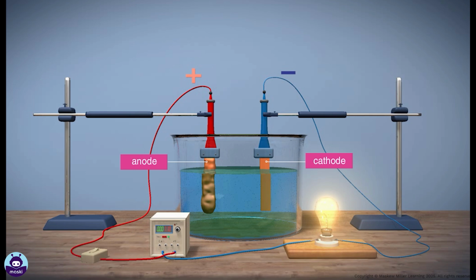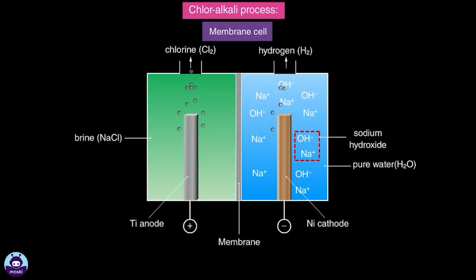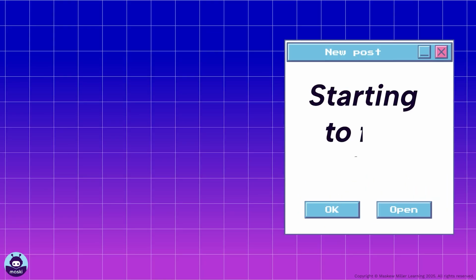The process of using electricity to drive a non-spontaneous chemical reaction in an electrolyte is called electrolysis. Electrolysis is used to produce many metals, such as sodium, magnesium, and aluminium, as well as gases like chlorine, fluorine, and other chemicals.